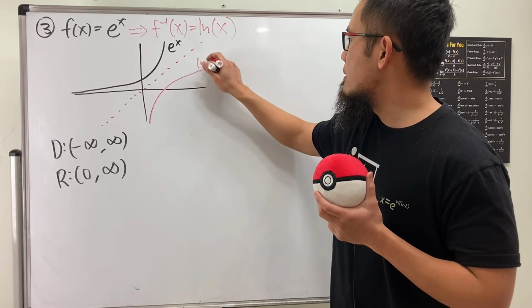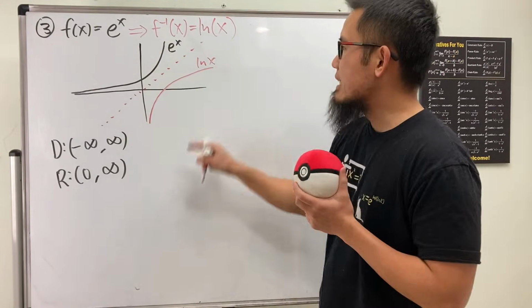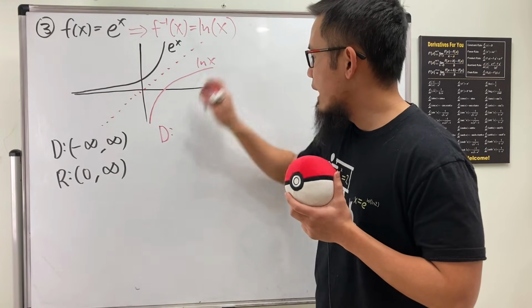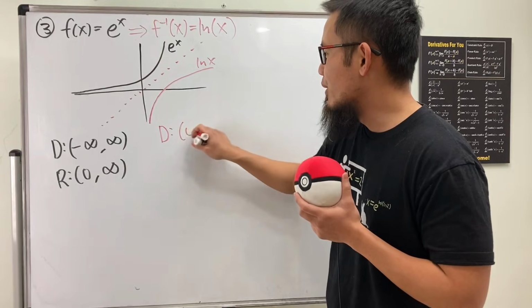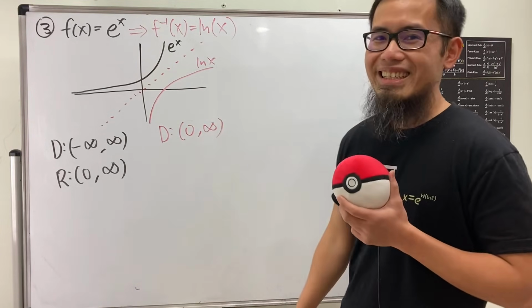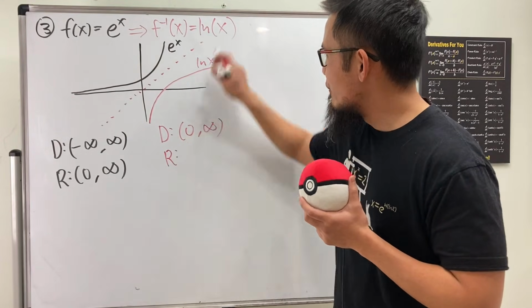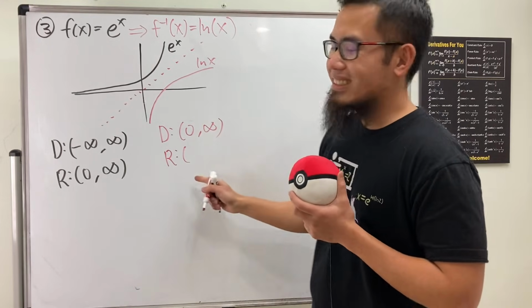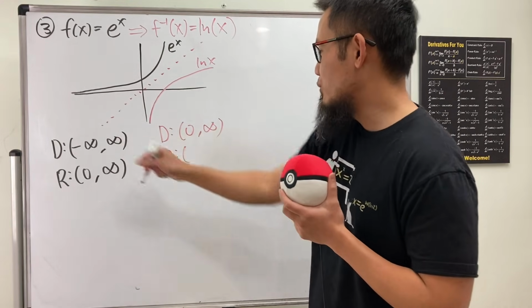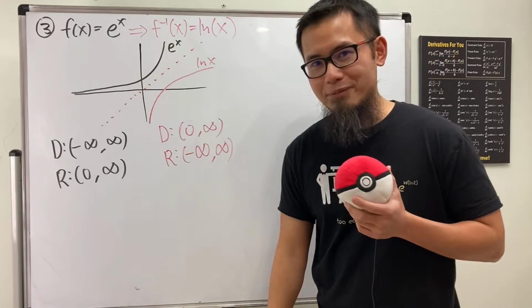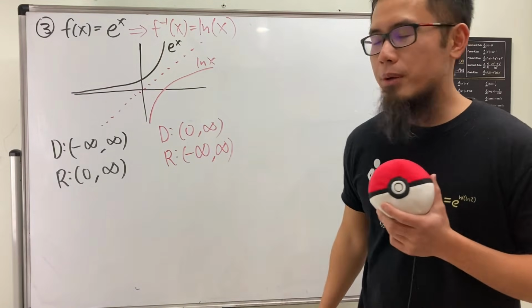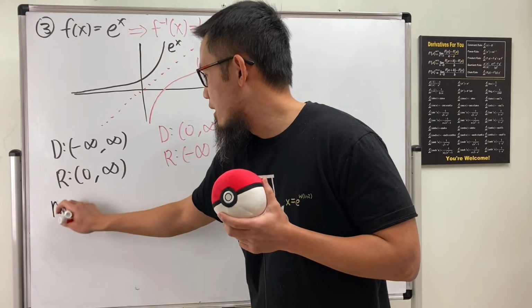And the cool thing about this is that the domain of ln x is precisely the range of the original. So you know it's just going to go from 0 to infinity. Likewise, the range of the inverse function is precisely the domain of the original, which is negative infinity to positive infinity. Just like this. Pretty cool, huh? Now, two important properties.